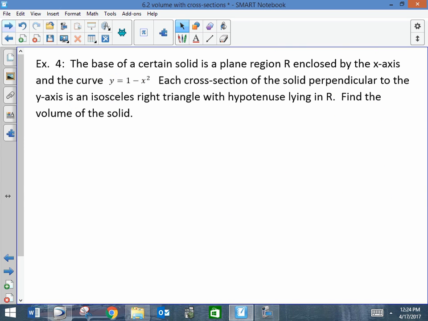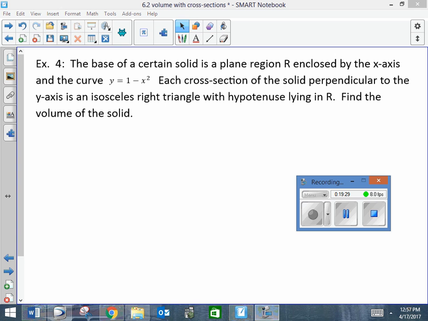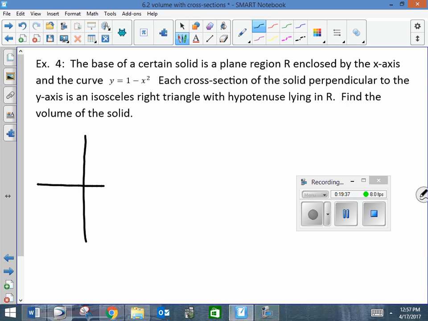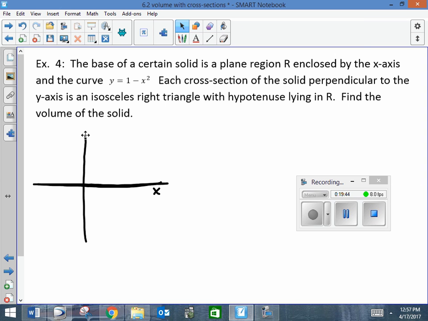We're going to do another isosceles right triangle next. Can't wait, can you? The base of a certain solid is a plane region R enclosed by the x-axis and the curve y equals 1 minus x squared. X-axis right here, and 1 minus x squared. Remember what that looks like?